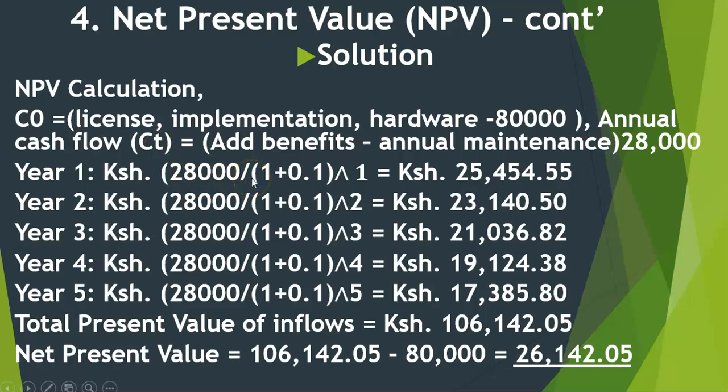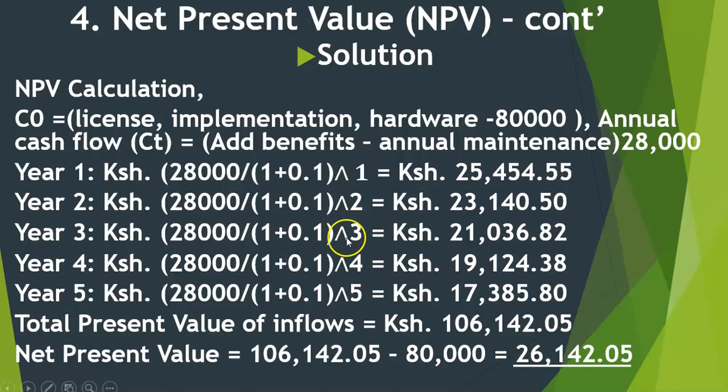Is that really the truth? Yes, your CT divided by 1 plus the rate, which was 10%. 10% when you convert it into a decimal is 0.1. Then you raise this by 1. That is in year 1. Then you get the amount as you can see here, 25,454. Then you would come here in year 2. Now your R is the same, your T changes to 2. You have this value. In the next year, you have the same CT because it's constant.